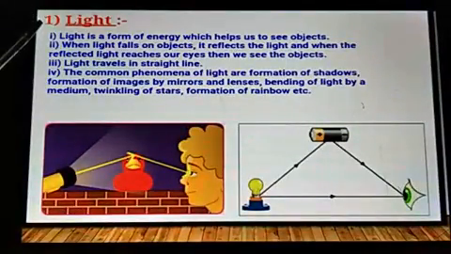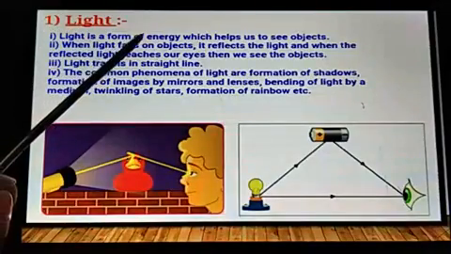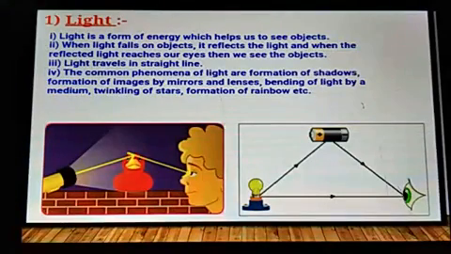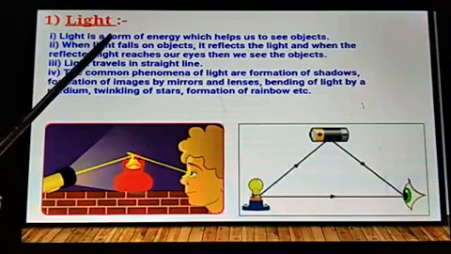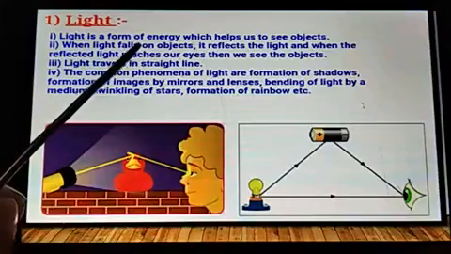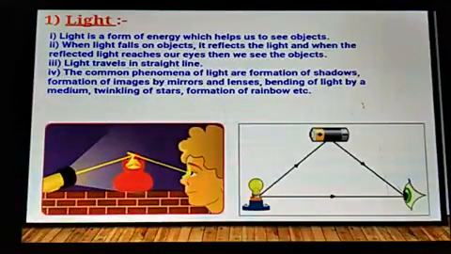Now let us start with the topic light. What is light? Light is a form of energy which helps us to see objects. You might have studied the different forms of energy in your grade 9, such as mechanical energy, potential energy, sound energy. So light is one form of energy, and with the help of light we are able to see different objects.